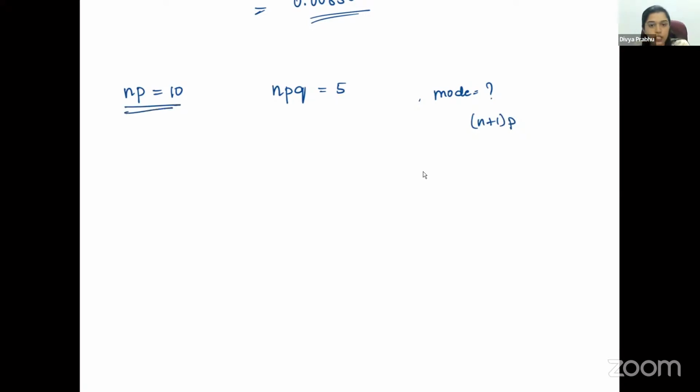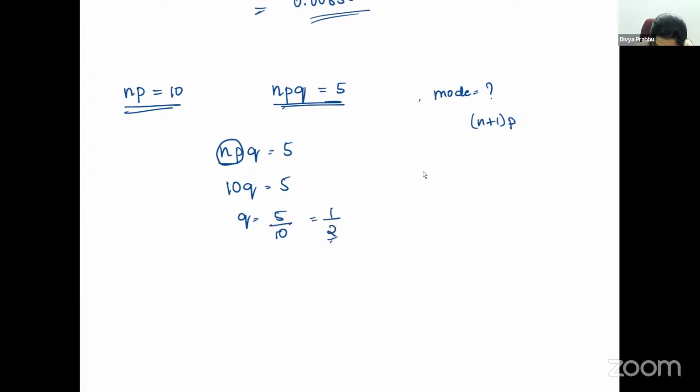N into P is equal to 10. N into P into Q is equal to 5. So can I substitute here? N into P is what? 10. So 10Q is equal to 5. Q is equal to 5 by 10, which is nothing but 1 by 2. If Q is equal to 1 by 2, P also will be equal to 1 by 2, which is 1 minus 1 by 2, 1 by 2 itself. Got it? So P equals 1 by 2, Q equals 1 by 2.